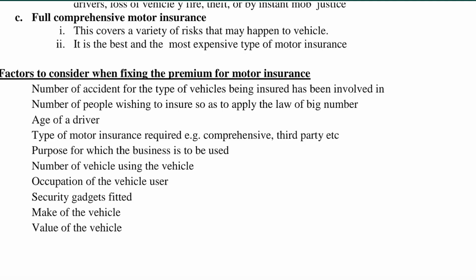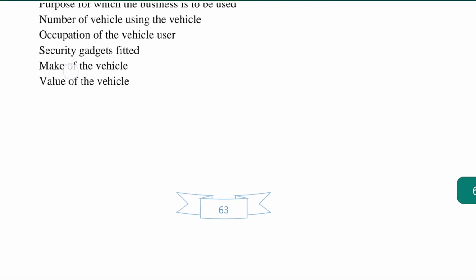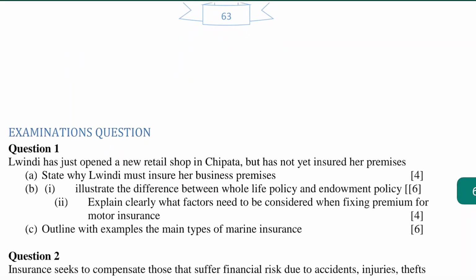Type of motor insurance required: is it comprehensive, third party, etc.? Purpose for which the vehicle is to be used. Number of drivers using the vehicle. Occupation of the vehicle user. Security gadgets fitted. Make of the vehicle. Value of the vehicle should be known.